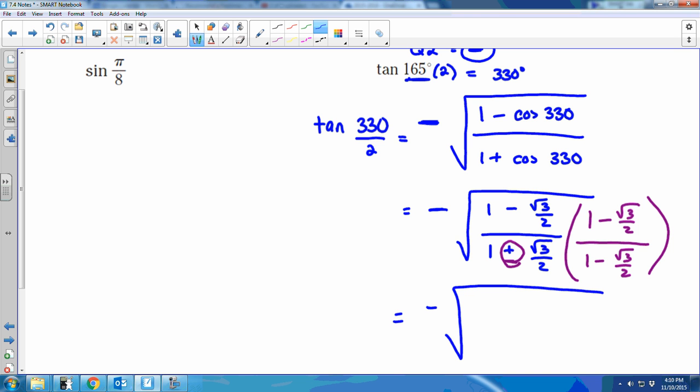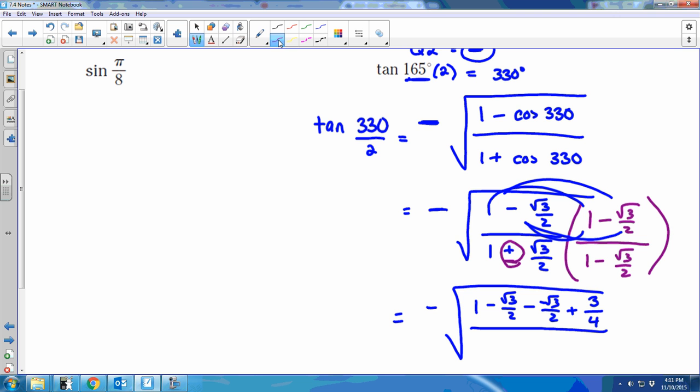So we're going to FOIL, right? 1 times 1 is 1. 1 times the negative square root of 3 over 2 is negative square root of 3 over 2. Negative square root of 3 over 2 times 1 is negative square root of 3 over 2. And the negative square root of 3 over 2 times the negative square root of 3 over 2 is positive. The square root of 3 times the square root of 3 is the square root of 9, which is 3. And 2 times 2 is 4. You have to be very careful when you're FOILing.